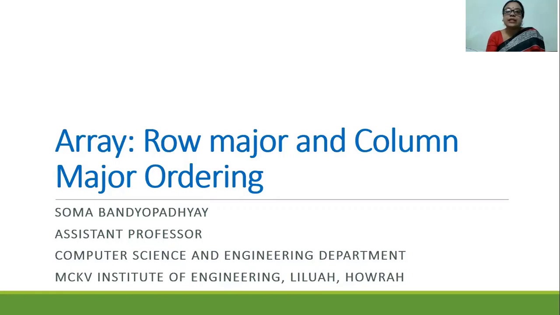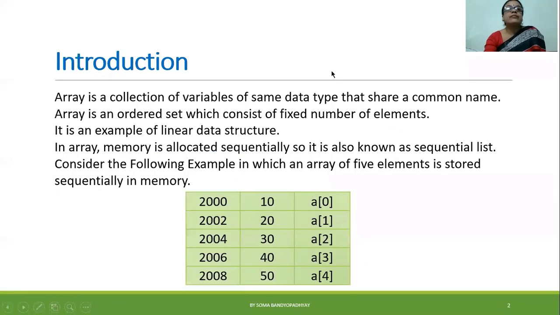Today, I shall discuss the row major and column major ordering of arrays. An array is a collection of variables of the same data type that share a common name. It is basically an ordered set which consists of a fixed number of elements. It is an example of a linear data structure. In an array, memory is allocated sequentially, so it is also known as a sequential list.